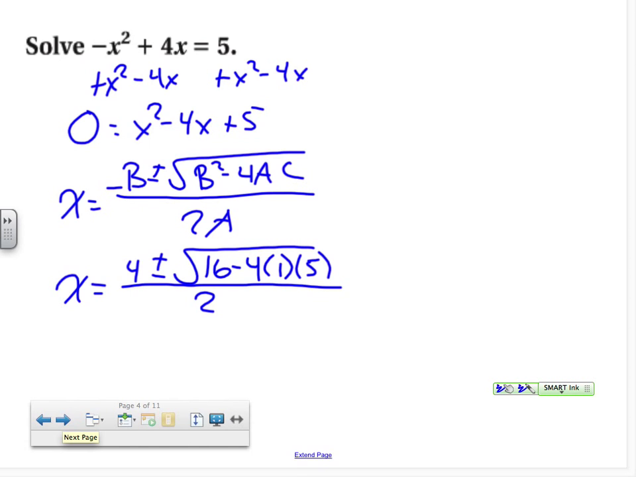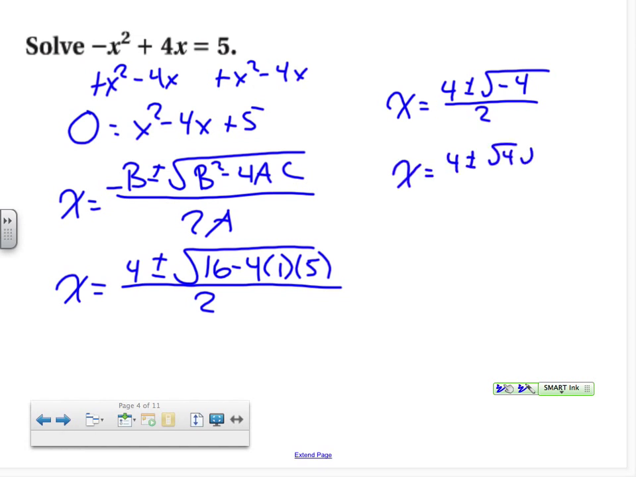All right, we'll clean this up. We'll do the discriminant first. 16 minus 20. 16 minus 20 is negative 4 over 2. Now here's where we're going to the complex realm because of that negative. Okay, we're just going to break negative 4 into 4 times negative 1. Square root over each one of those.